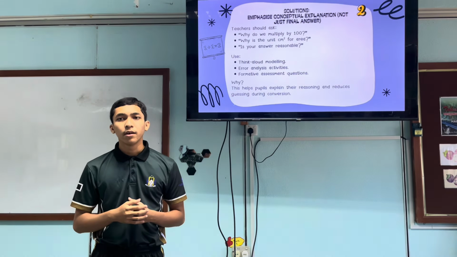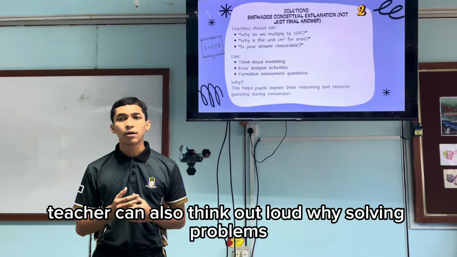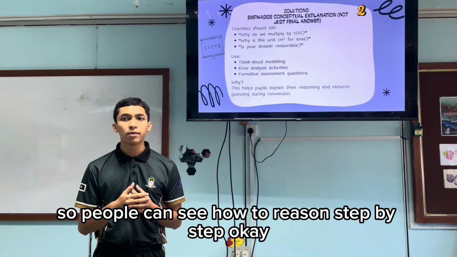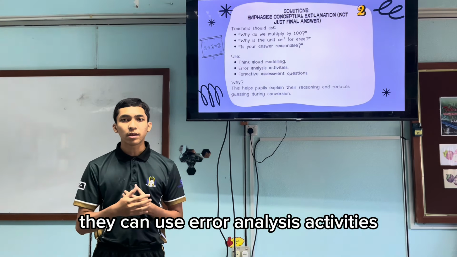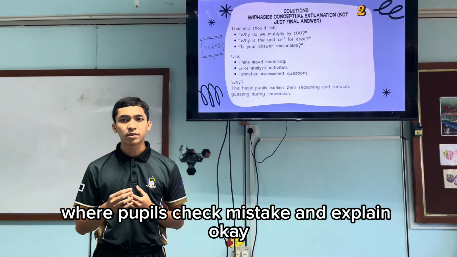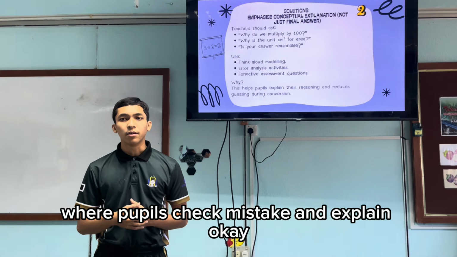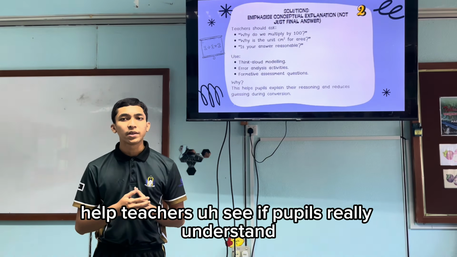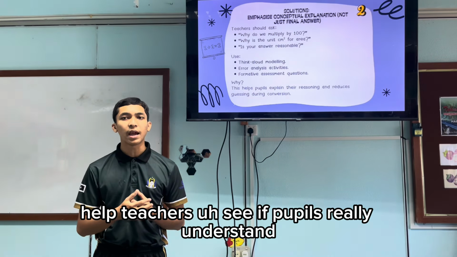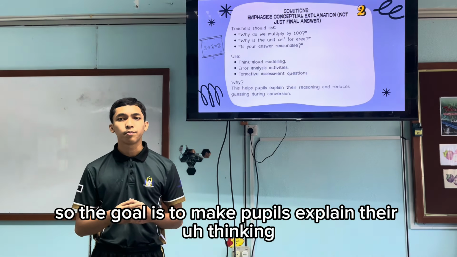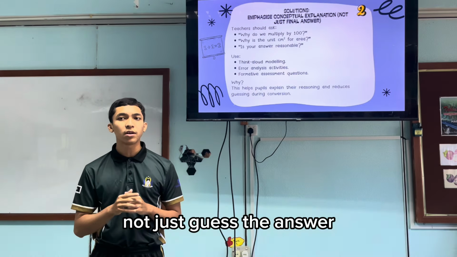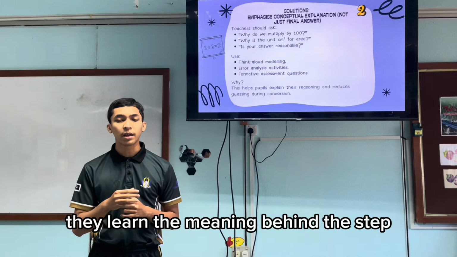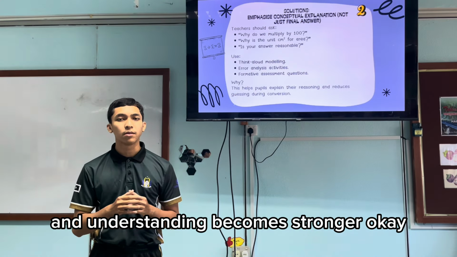Teachers can also think out loud while solving problems, so pupils can see how to reason step by step. They can use error analysis activities where pupils check mistakes and explain why they are wrong. Formative assessment questions can also help teachers see if pupils really understand. So the goal is to make pupils explain their thinking, not just guess the answer. This way they learn the meaning behind the steps and understanding becomes stronger.